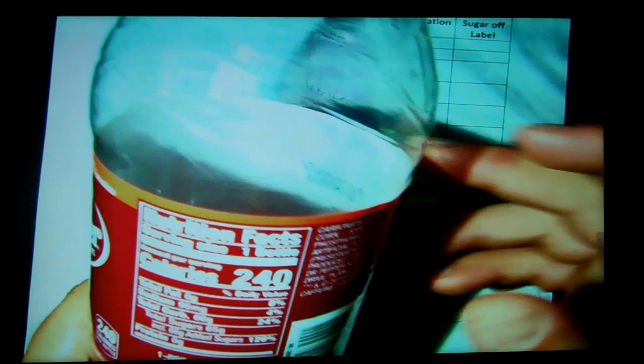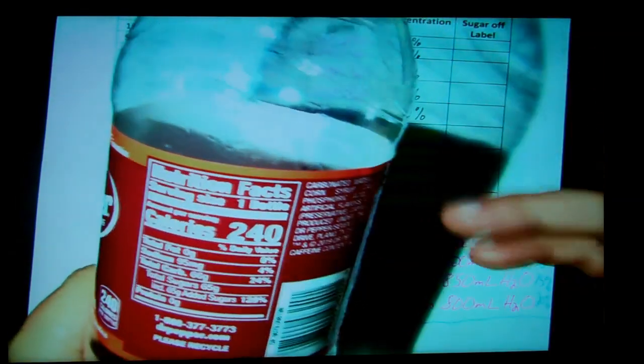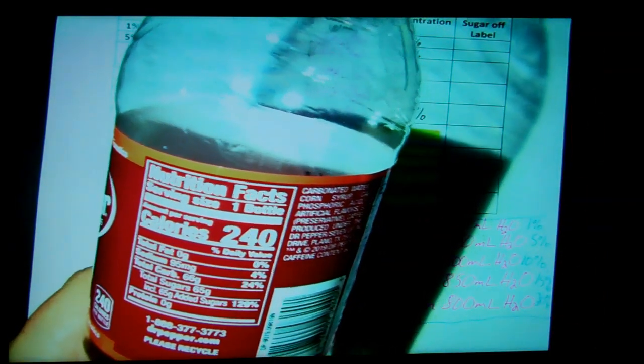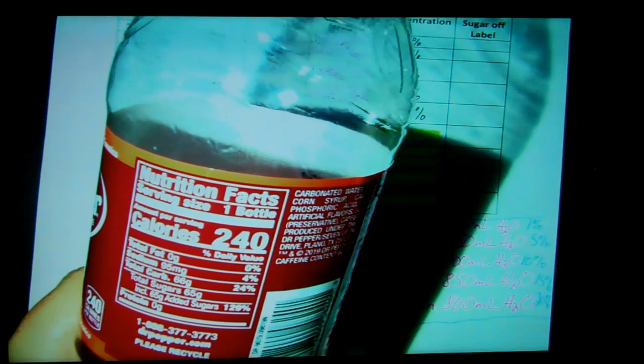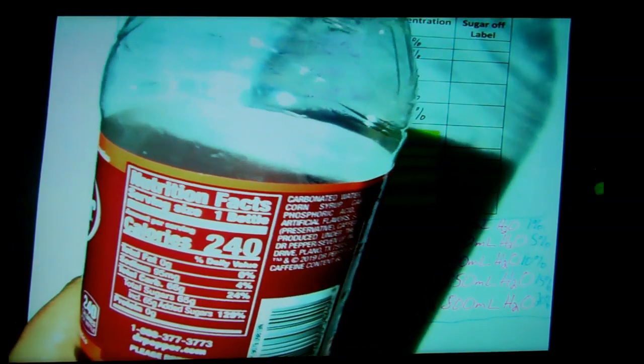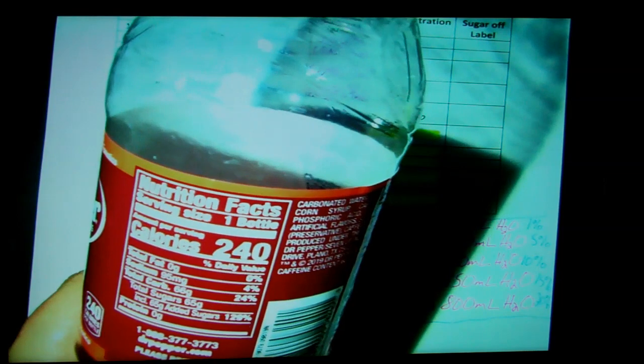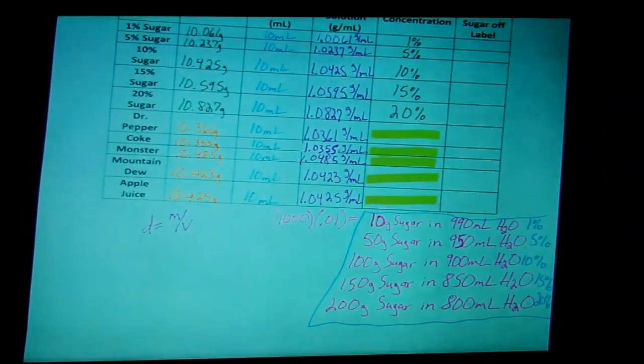How many carbs are you supposed to have a day? It's based off of a 2,000 calorie diet, and I can't remember the breakdown of the macromolecules off the top of my head.